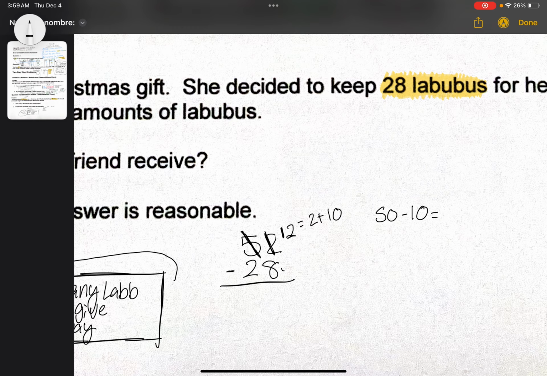Do not freak out. You know what 5 minus 1 is. It's 4. So we should have 4 and then 0, 40. So this 5 will now become a 4. This is 4 tens now. Now, we're going to do some subtraction. Let's do it. So 4 minus 2 is going to be 2. And then we have 12 minus 8, which is 4. So our new answer is going to be 24.